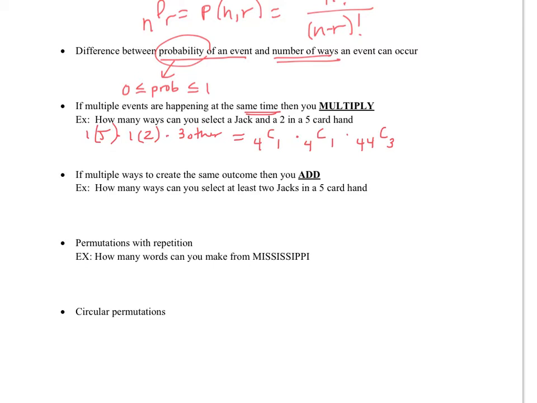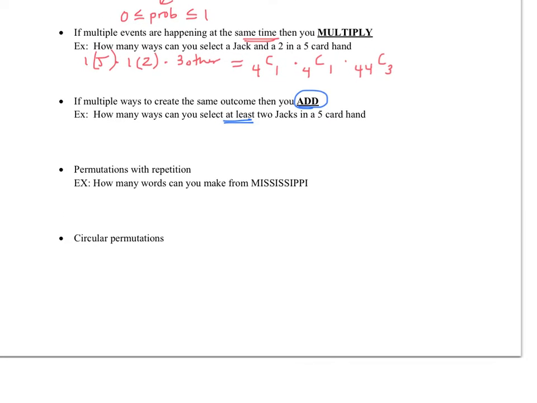Now the next problem, I want to look at how many ways I can create the same outcome. So for example, I want to know how many ways can I select at least 2 jacks in a 5-card hand. When I see any words that imply an inequality, at least, at most, no more than, that's when I'm going to add all of the ways that that event can come true. In this problem here, I can have 2 jacks and 3 other, or 3 jacks and 2 other, or 4 jacks and 1 other. Since it is impossible to have 5 jacks, those are the only options that I have.